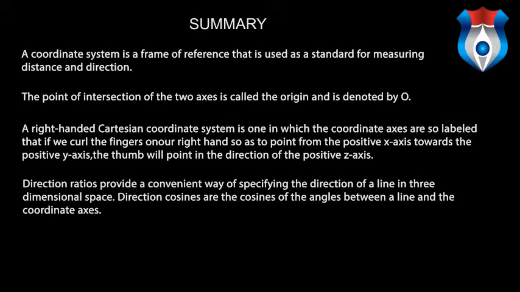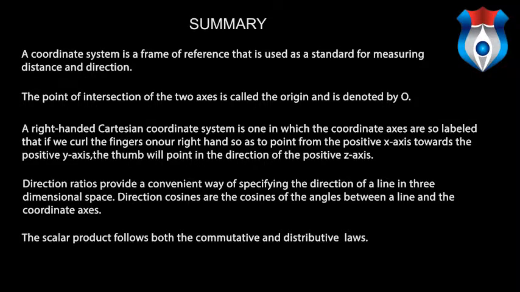Direction ratios provide a convenient way of specifying the direction of a line in 3-dimensional space. Direction cosines are the cosines of the angles between a line and the coordinate axes. The scalar product follows both the commutative and distributive laws.